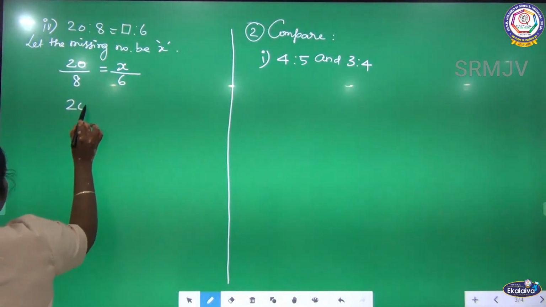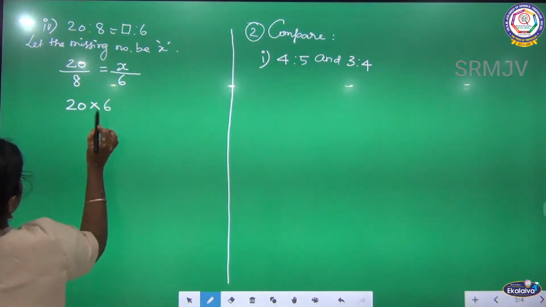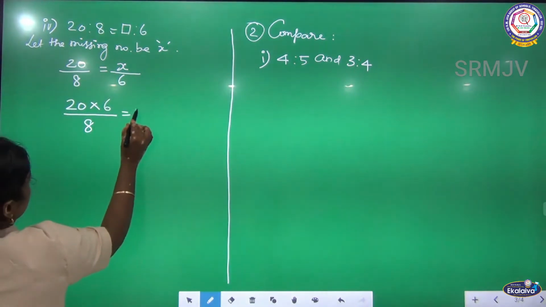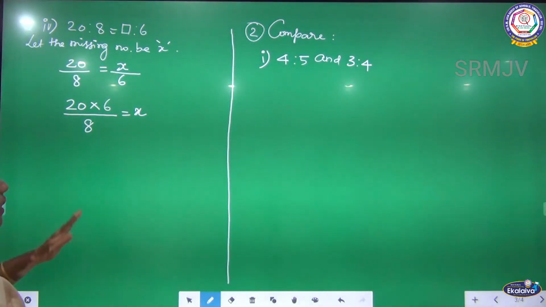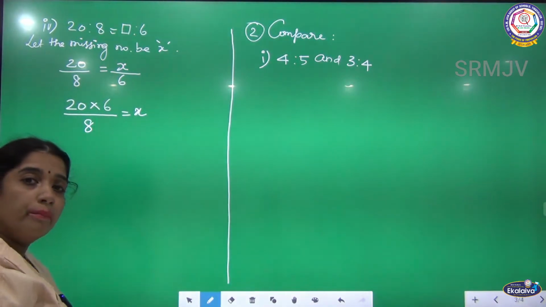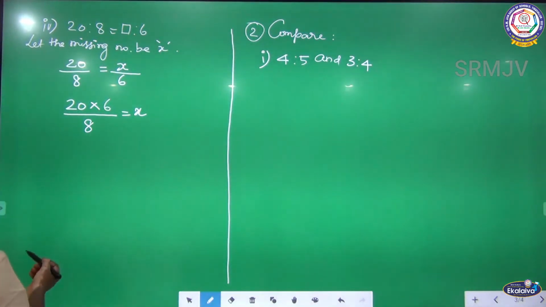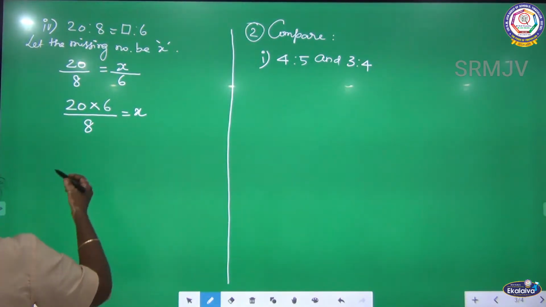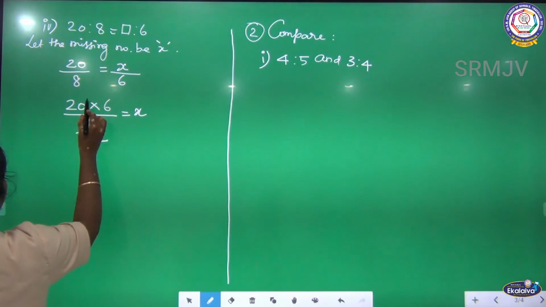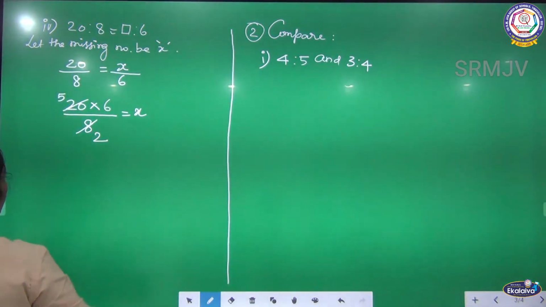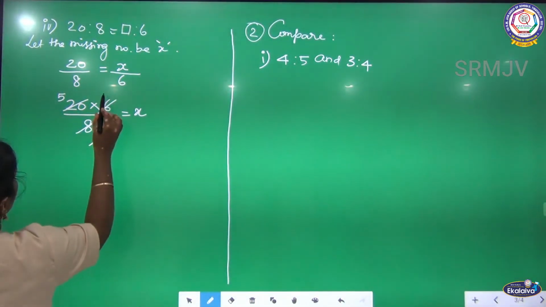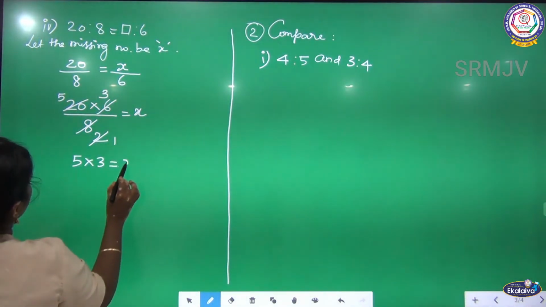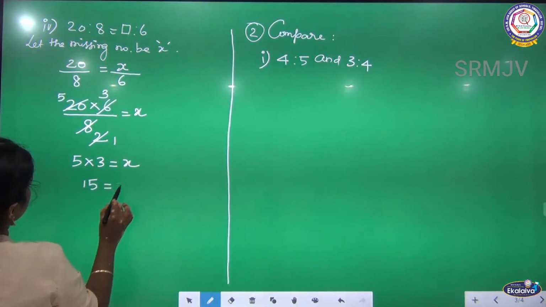Listen, 20 into 6 by 8. How can I write this? The x is here, okay. See, division 6, when it goes this side, it becomes what? Multiplication. So now I can cancel by 2 table, okay. Listen, or I can cancel by 4 table. 4 2s are 8, 4 5s are 20. Again 2 1s are 2, 3 2s are 6. Now listen, 5 into 3 is equal to x. So 15 is equal to x.